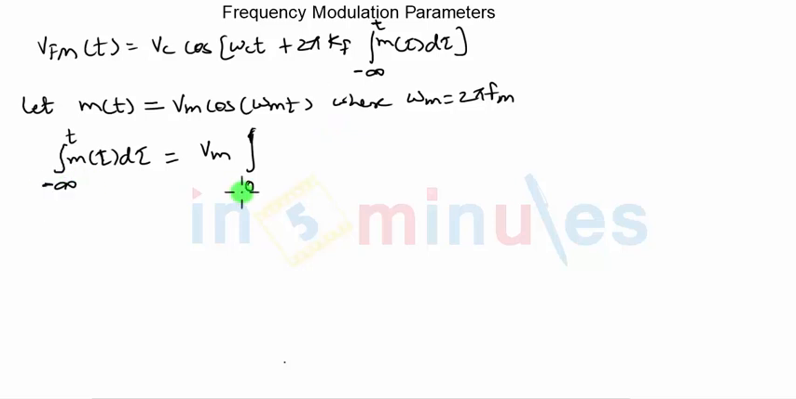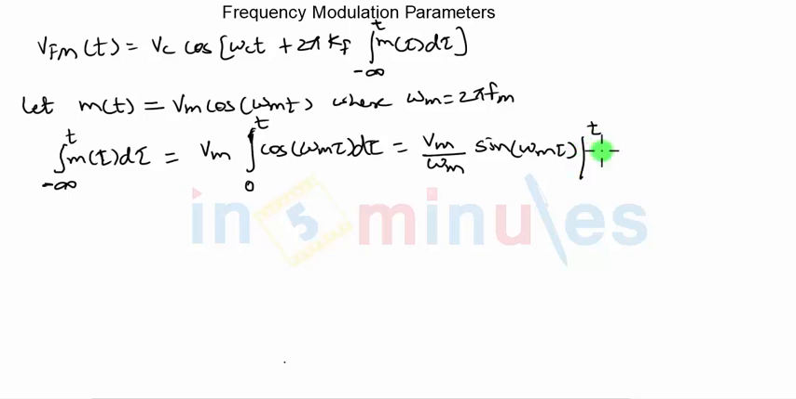So starting from minus infinity will be as good as starting from 0 and going up to t. I'm going to integrate the cosine function, written as a function of the dummy variable tau. Integration of cos becomes sine, and when you integrate any function, you have to divide by the coefficient of the variable, which in this case is omega_m. So the integration will be sin(omega_m tau), with the upper limit t and the lower limit 0. Putting in the limits, tau is replaced with t, and since sine of 0 is equal to 0, we get Vm upon omega_m into sin(omega_m t).